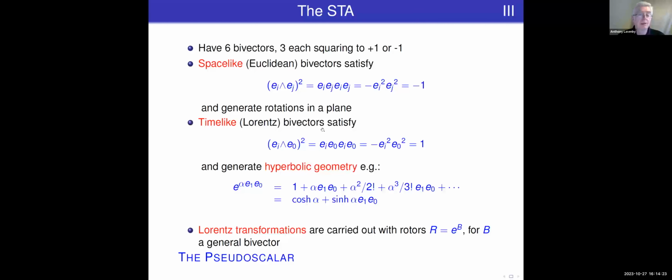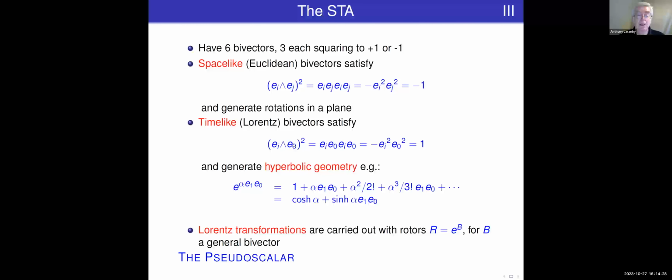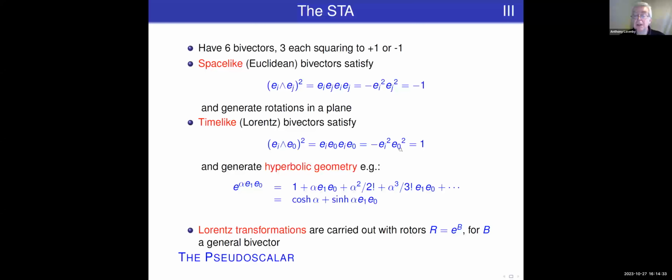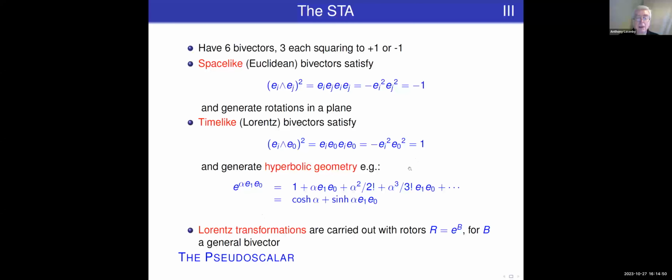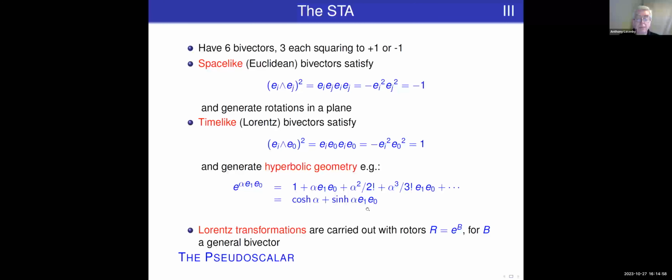Time-like Lorentz bivectors satisfy, let's do the same thing, but now with ej replaced by e0. Again, this anti-commutes as it goes through. And even though e0 squared is +1, I've still got a -1 from there, and a minus overall from the flipping. And so I get +1. So space-like bivectors square to -1, time-like to +1, and they generate hyperbolic geometry. I can exponentiate e1e0 with a parameter, and it's equal to this.